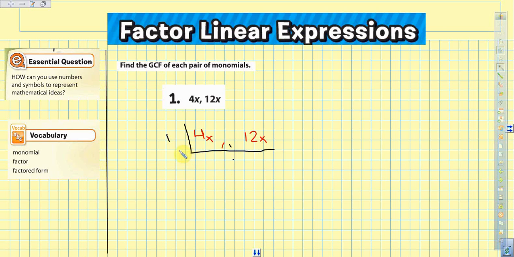Okay, so what we got here is 4 can go into 4x and 12x. So 4 goes into 4 one time. 4 goes into 12 3 times. We're going to bring down the x's because we haven't gotten rid of those yet. We're going to rewrite this as another rung to the ladder.